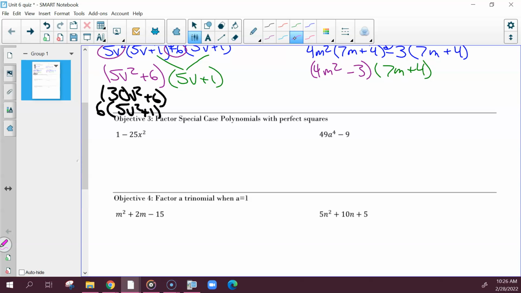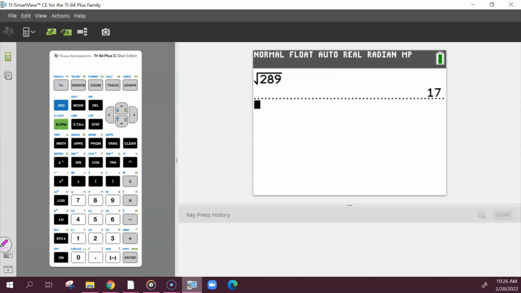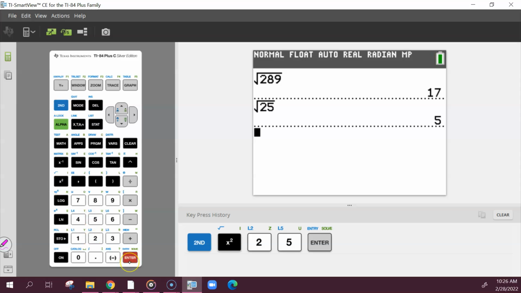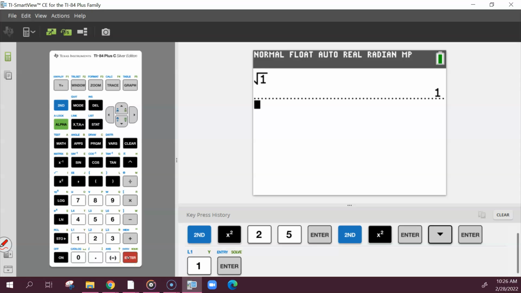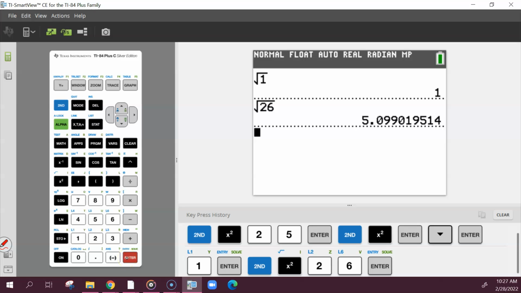For the third objective, you're looking for perfect squares. So make sure that these are perfect squares. If you're not sure, put it in your calculator and do the square root of 25, the square root of 1. If you get whole numbers, those are perfect squares. If you don't get a whole number, that means you may need to divide out a GCF before you can get a perfect square.